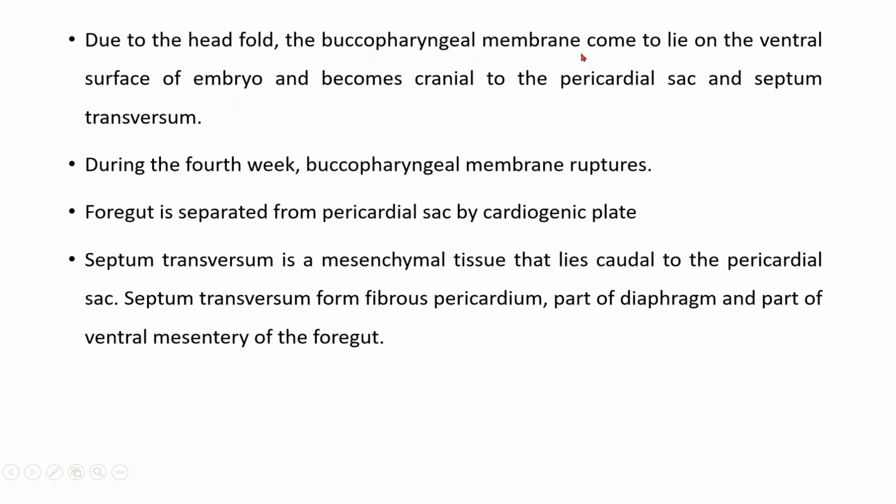Due to the head fold, the buccopharyngeal membrane comes to lie on the ventral surface of the embryo and becomes cranial to the pericardial sac and septum transversum. During the fourth week, the buccopharyngeal membrane ruptures. Foregut is separated from the pericardial sac by the cardiogenic plate.